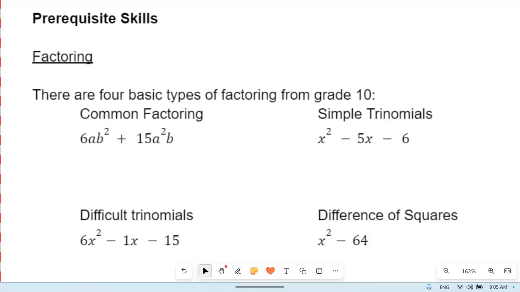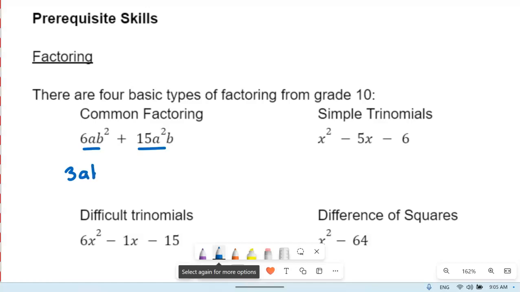The first is common factoring, where we're looking for something that's in common between the different terms in the expression. So we're going to look at these terms and we're going to say, oh, these are both multiples of 3. They both have an A and they both have a B. And then I'm going to think, oh, divide the 6 by the 3, that gives me a 2. I've moved the A out, and B squared divided by B is still B. The sign stays the same because I haven't factored out a sign.